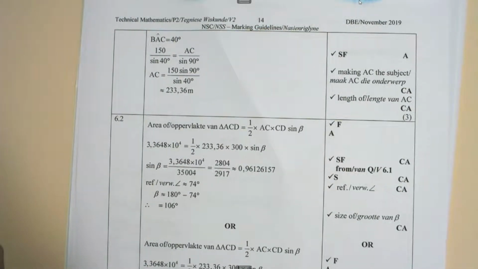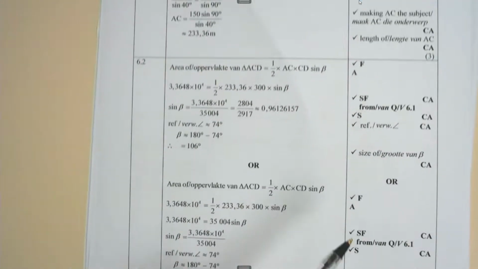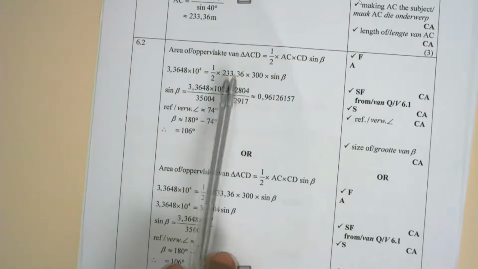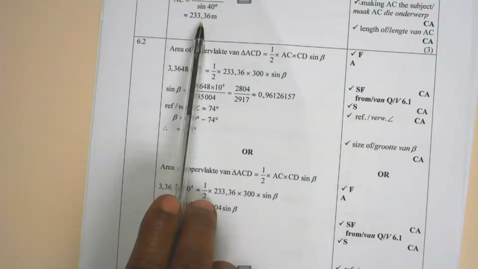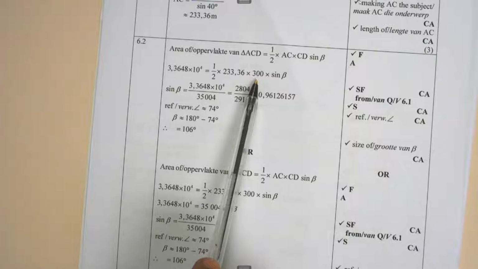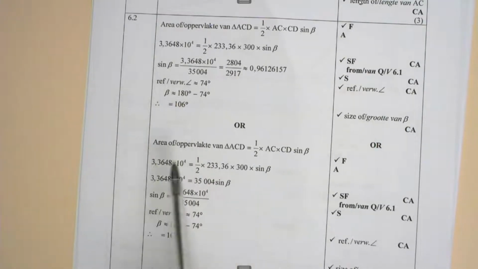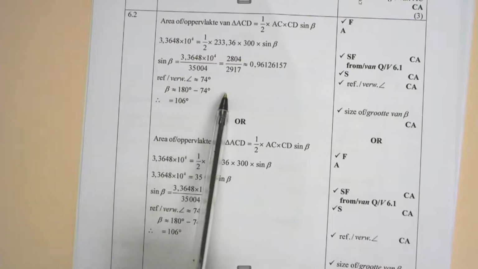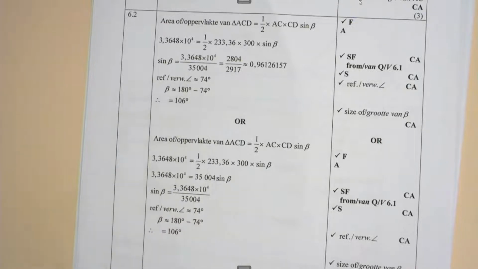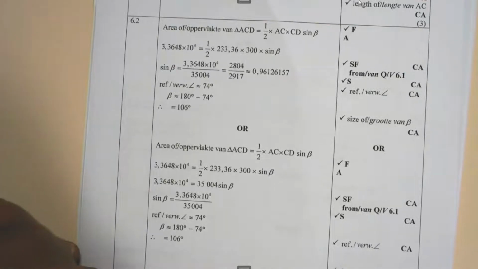Here we are provided with the area, and we need to calculate angle beta. And then here learners have to substitute what is given. The area is given. The side AC, we just calculated it there. And then the given side, which is 300. And therefore, to make beta the subject of the formula, learners have to look for the reference angle. In this case, in which quadrant will sine be positive? And that is why you see 180 minus the reference angle, which is 74 degrees. I'm sure even when we look at the diagram, we realize that that angle must be greater than 90 degrees.